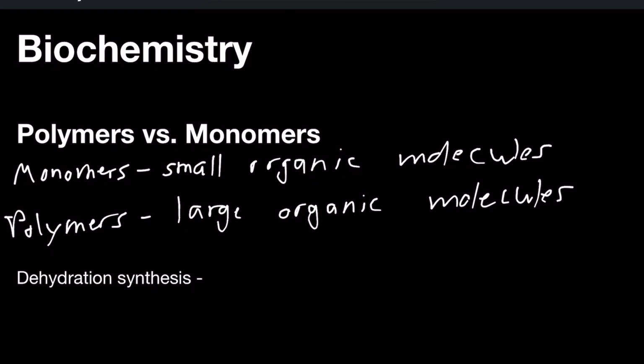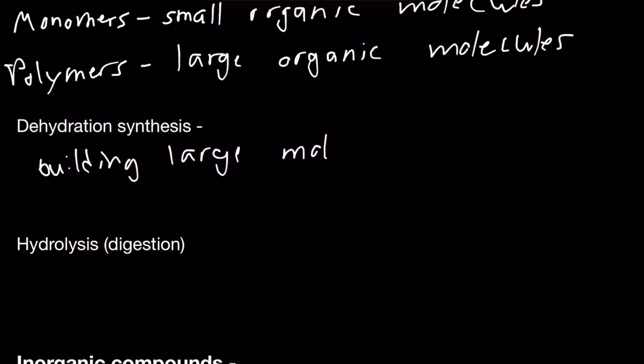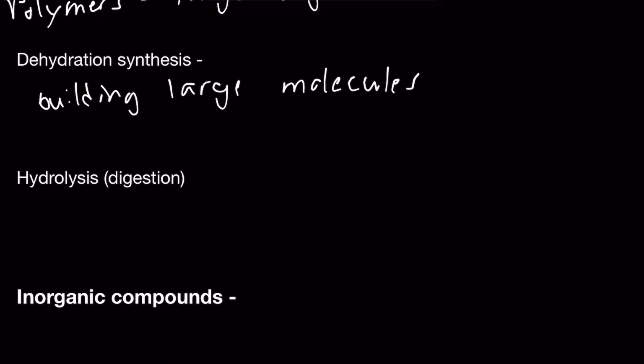So the next thing we have under polymers and monomers is how you get between the two. The first is dehydration synthesis. When you think of synthesis, you want to think of building or putting together. So dehydration synthesis is building large molecules or polymers. It is when multiple monomers, it can be two monomers or more, come together to form a larger molecule or a polymer. And then hydrolysis is the opposite. Think lysis is digestion, which is breaking apart larger molecules. And this will break polymers down back into their monomers.